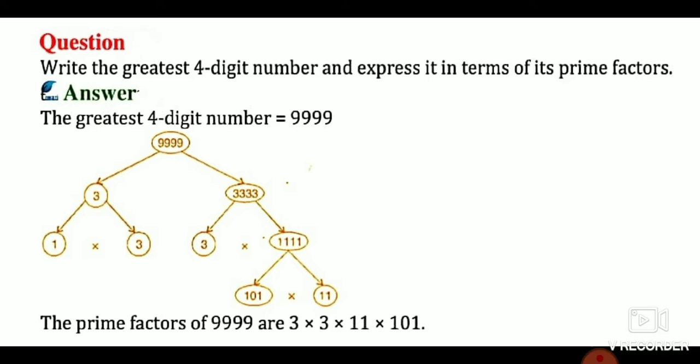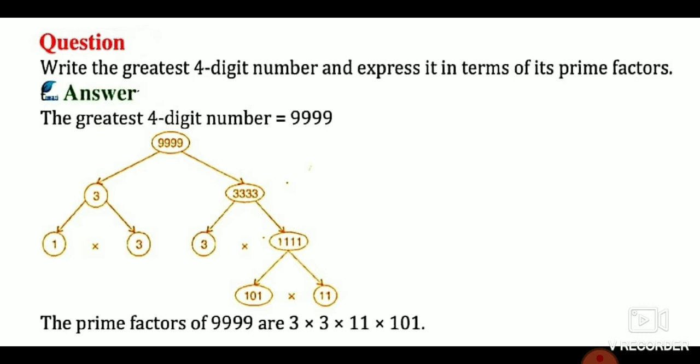Take next question: write the greatest 4-digit number and express it in terms of its prime factors. First you have to write the greatest 4-digit number. So the greatest 4-digit number is how much? The greatest 4-digit number is 9999.